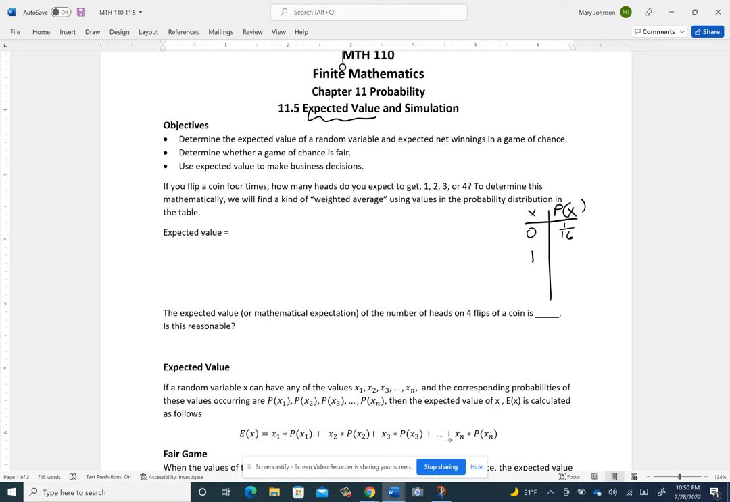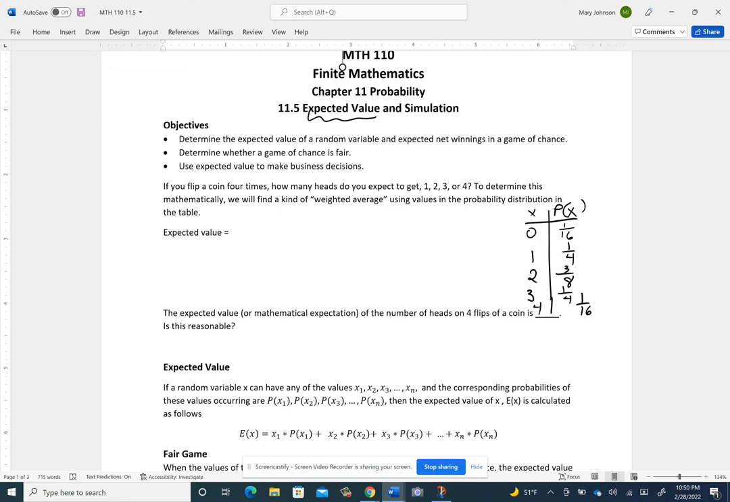So 1 head, that would be 1/4. Getting 2 turned out to be 3/8. Getting 3 was back to 1/4. And getting 4 was going to turn out to be 1/16 again. Okay. By the way, if you were to add all of those up, that would total 1. The sum of all of those probabilities would be 1, because those are all of the options, all of the outcomes in the sample space.